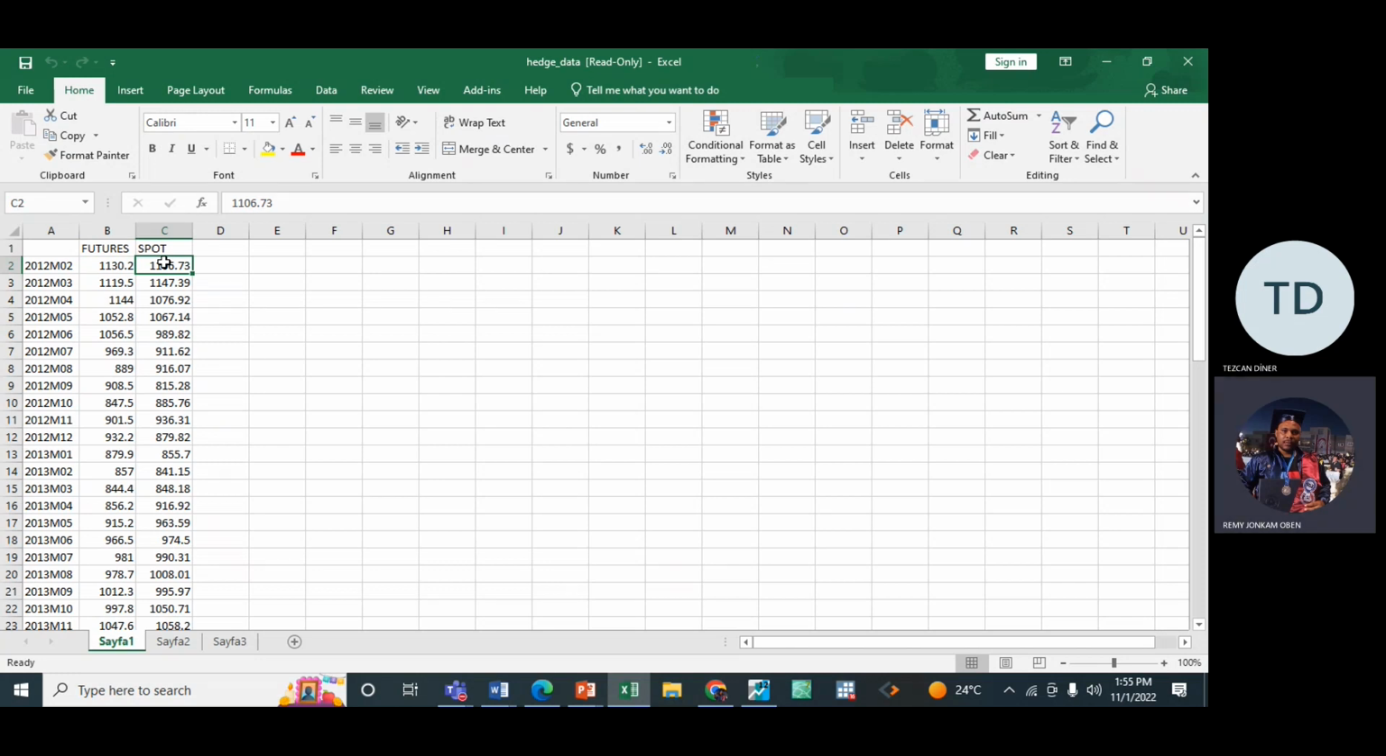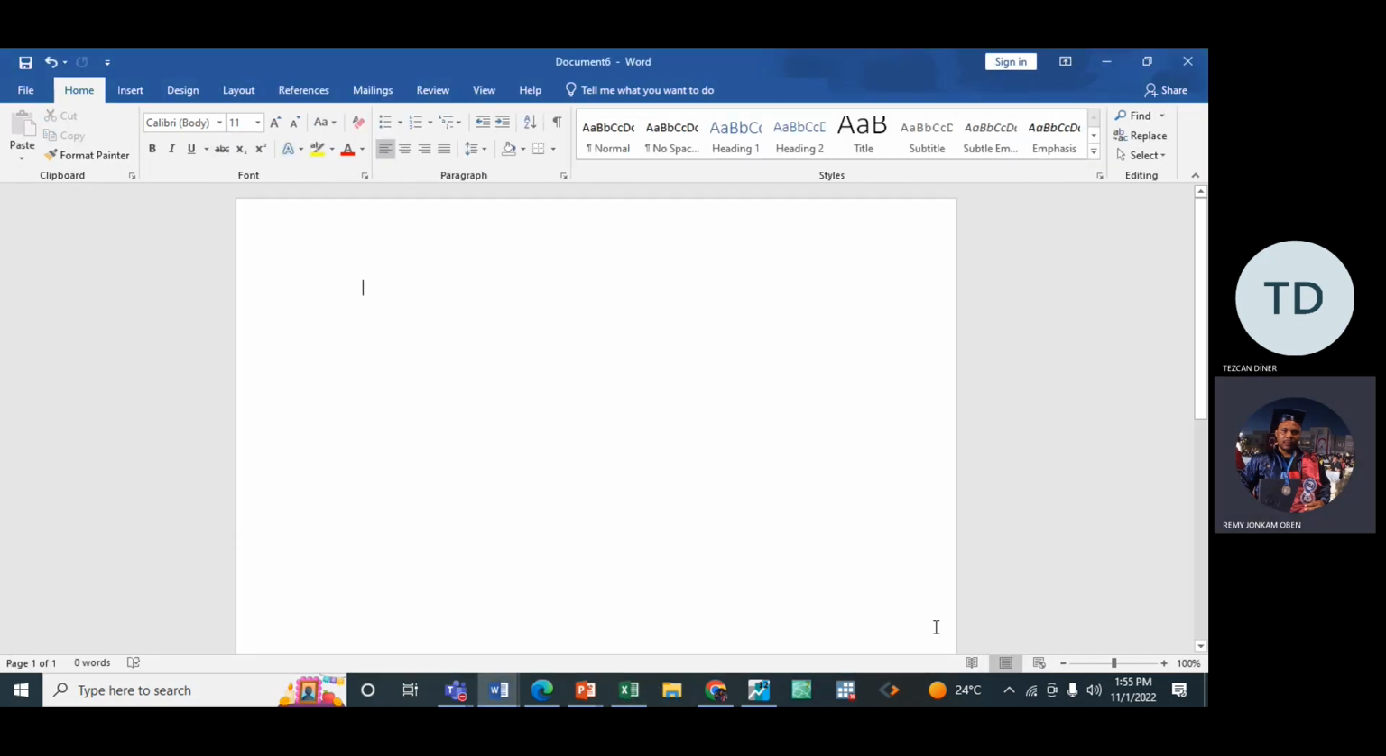There is a formula to calculate the optimal hedge ratio, but we are not going to use the formula because we are doing it with EViews, which is easy. But if you want to do it by hand, there is a formula which, anyway, let me not get into that. So I'm going to write the regression equation.